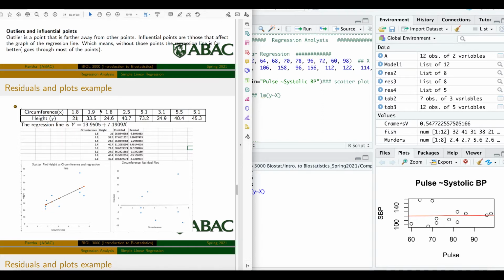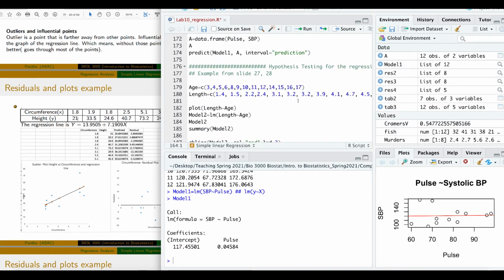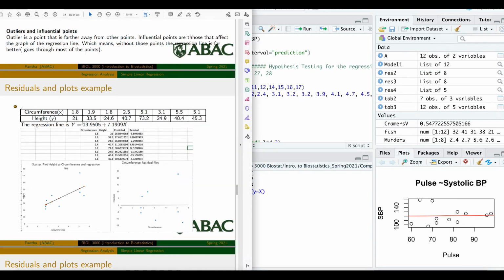So first of all, to find the residual plots, you need to find the regression line the way that we did before, okay? Exactly the same way. Whenever you do that, you find that the regression line is y equals 13.9505 plus 7.1909x. That's what you find, okay? That's the line of regression, the sample regression line, okay?